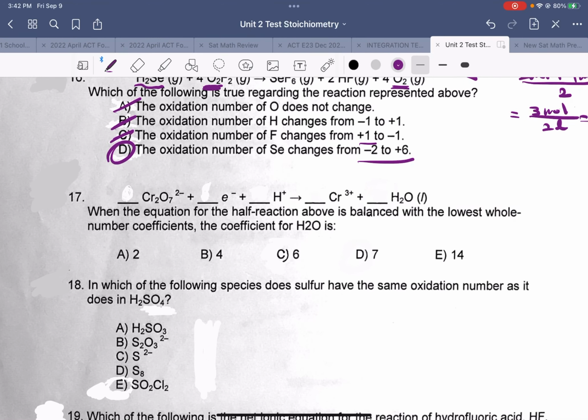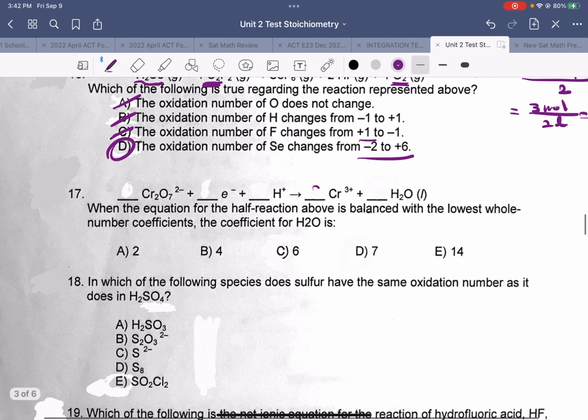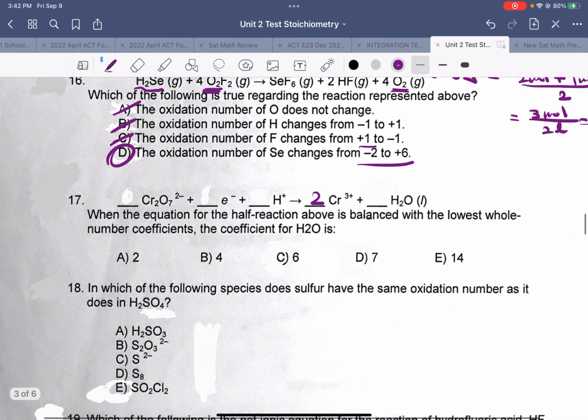Number 17. So they give you an incomplete chemical equation. When the equation for the half reaction above is balanced with the lowest whole number coefficient, the coefficient for water is what? Okay, so you start from chromium, so Cr2. So I'm gonna say 2 chromium there, and then next you can see you have a total 7 oxygen on the left hand side. So then you're gonna need 7 here. Then you have a total 14 H here. So then 14. Okay. So that means that this is 1 here.